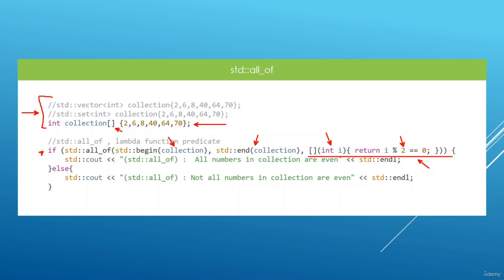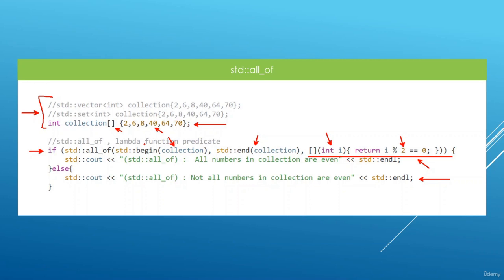If the check here is successful, we're going to know that all of the elements are even. If the test fails, we will know that not all the elements in our collection are even. So for example, even if we have one odd element, this is going to fail and we will fall in this block here. This is something you can achieve with the all_of algorithm here.